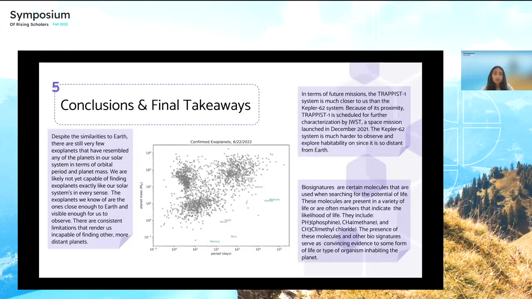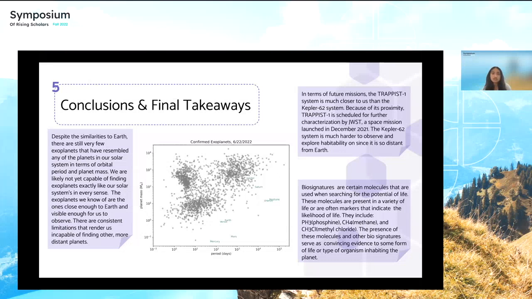We are likely not yet capable of finding exoplanets exactly like our solar system in every sense, and the ones we know of are only the ones close enough to Earth and visible enough for us to observe. Therefore, there are consistent limitations that render us incapable of finding other more distant planets.